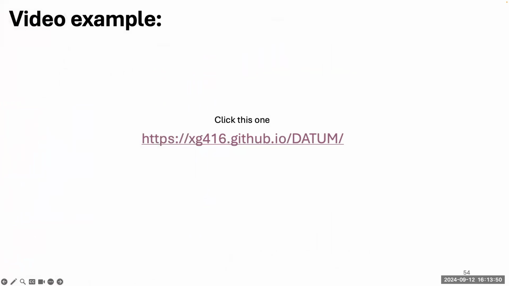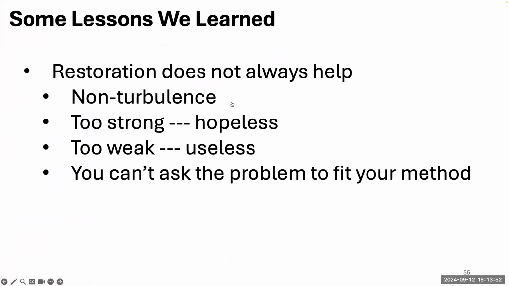All right. So some lessons learned, and it's sort of negative. Restoration does not always help. This is from our experience. I guess it's pretty sad to the image restoration community if I say that. It doesn't help facial recognition.